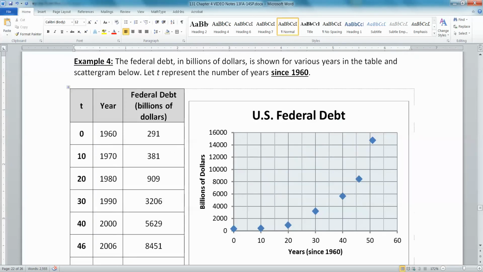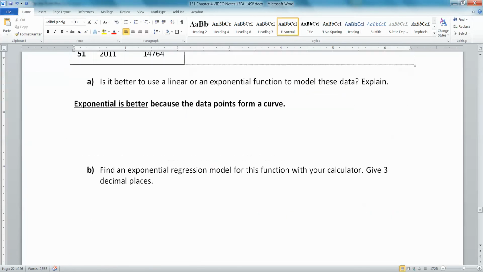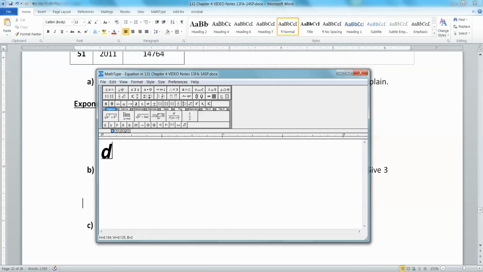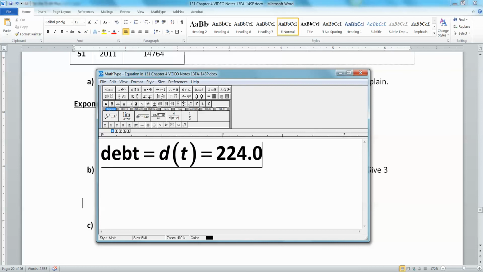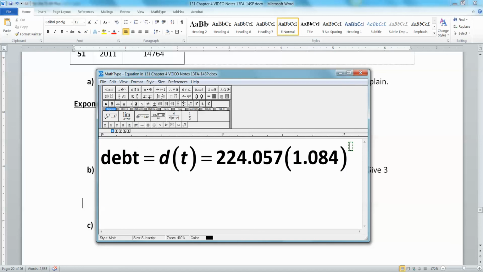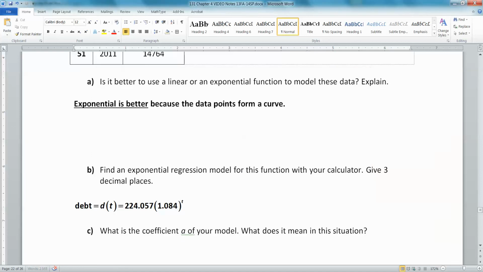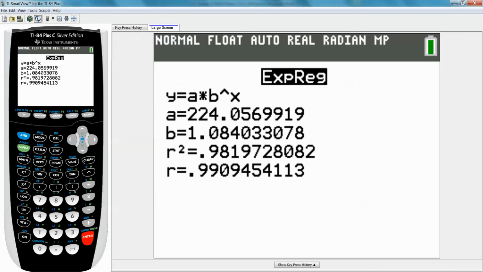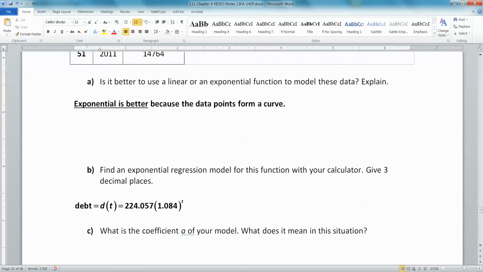And they give us a variable T. They don't tell us what the other part is, so I guess we don't care. So we could say debt is equal to, let me make it D of T, debt of time is 224.057 times 1.084 to the T. And there we go. All right, now let me double check those numbers real quick. 224.057, yep, and 1.084, perfect.